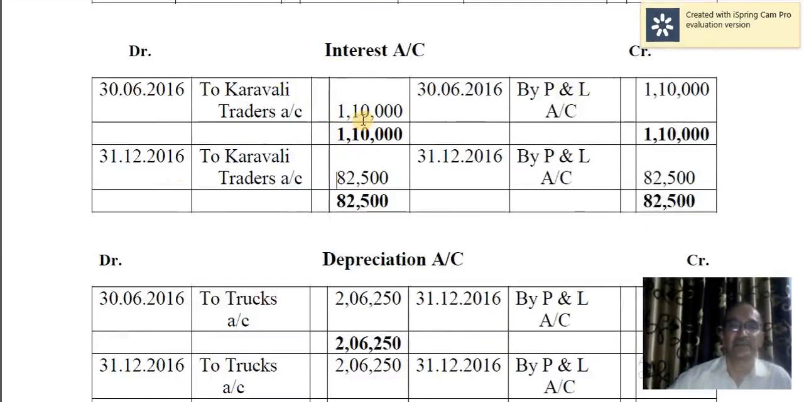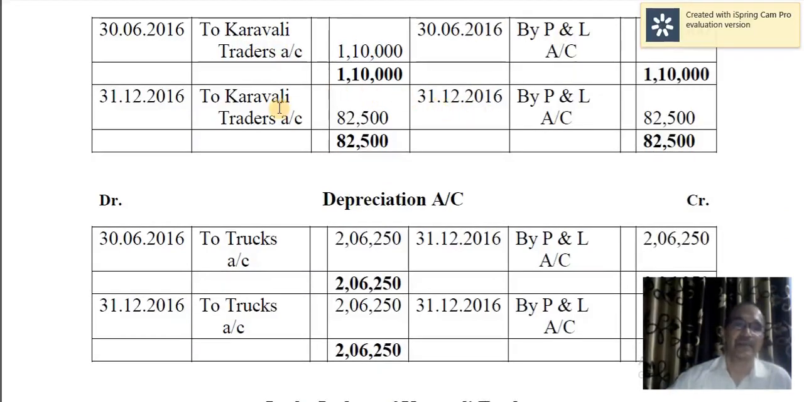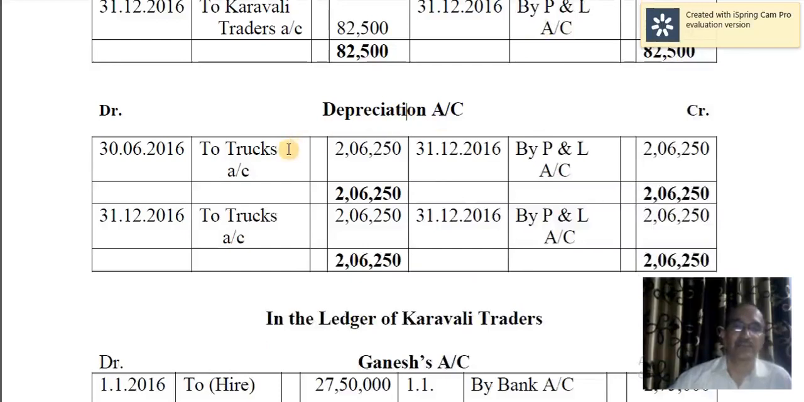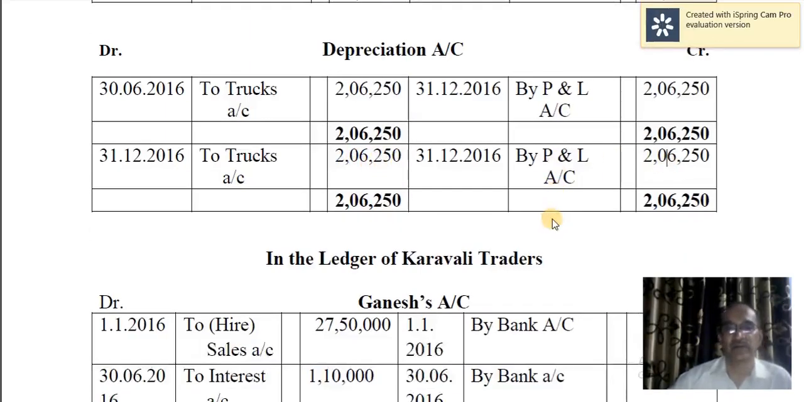So first year interest 1,10,000. So interest account to Karavali traders account. Interest account is a nominal account, so closed by transferring the balance to profit and loss account. Gain for second year 82,500. Closed the interest account by transferring the balance to profit and loss account. Depreciation for the first year is 2,06,250. Transferred that to profit and loss account. Second year depreciation is also 2,06,250, and therefore it is transferred to profit and loss account.